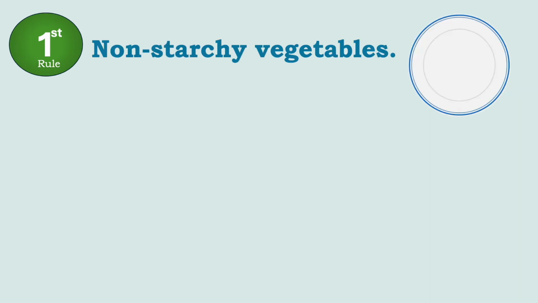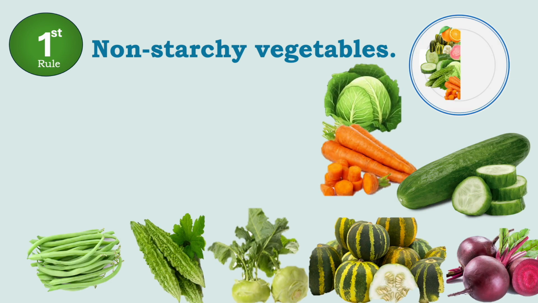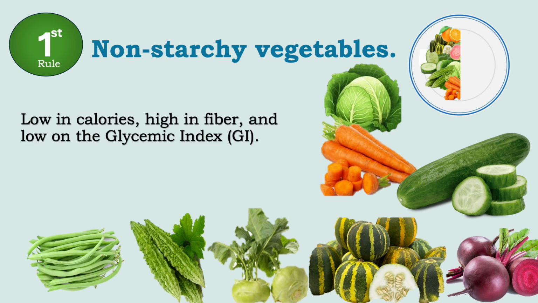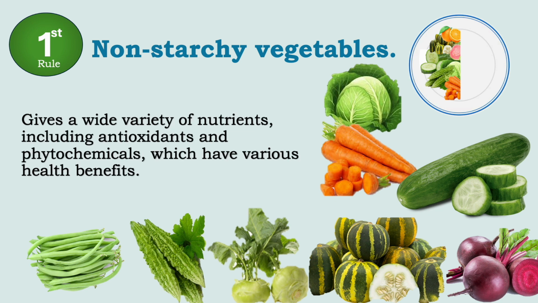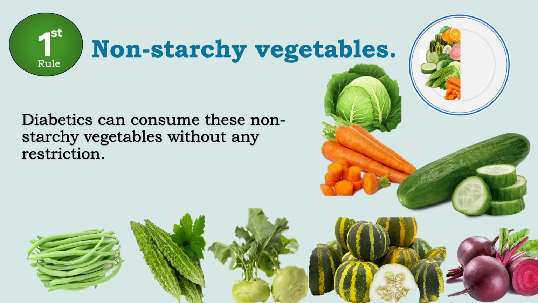Let's examine in more detail the first portion of the food plate. That is non-starchy vegetables. Non-starchy vegetables are an important component of a diabetic diet because they are low in calories, high in fiber, and low on the glycemic index. They reduce the rate of absorption of sugars and lipids in the diet and reduce the risk of certain chronic diseases. Selecting a variety of vegetables, preferably in different colors, green, red, yellow, purple, gives a wide variety of nutrients, including antioxidants and phytochemicals, which have various health benefits. Diabetics can consume these non-starchy vegetables without any restriction.